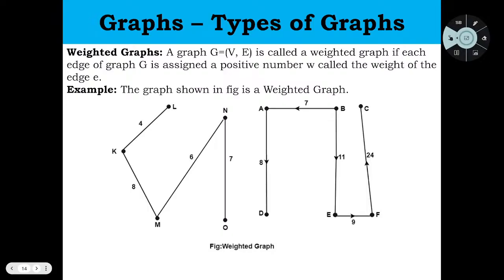Its weight is also, see here, 4 plus 8. Next, what is the weight of M? 8 plus 6. What is the weight of N? 6 plus 7. Like this we are going to get the weights of the graph. If we are giving some weights to it, it is called as weighted graph. Otherwise it is called as undirected graph. That's it. Clear?